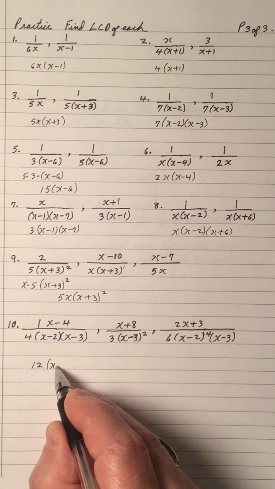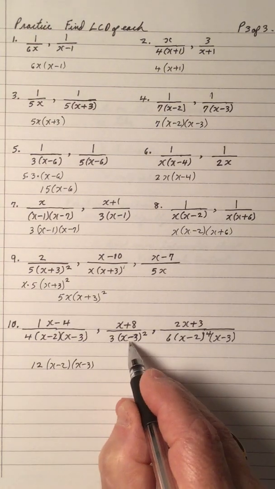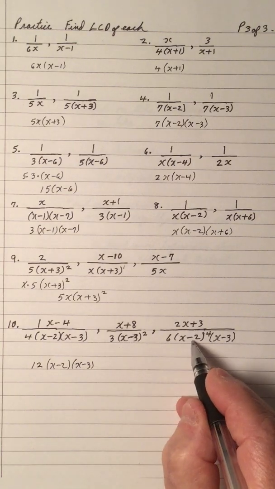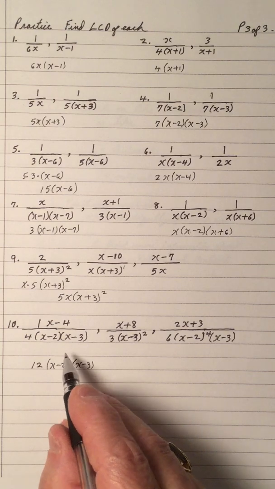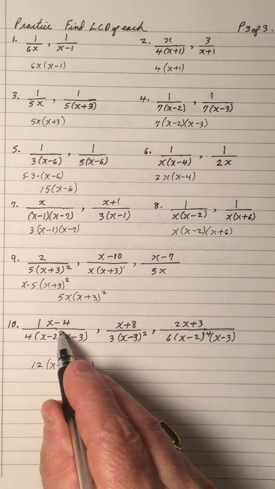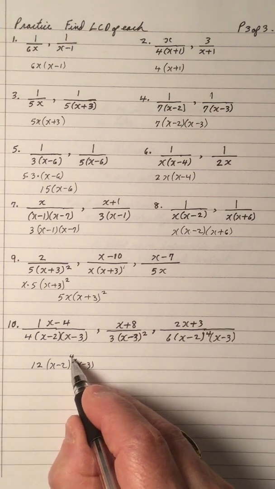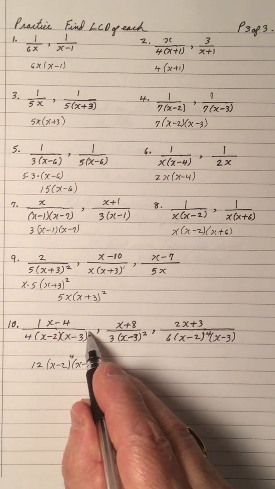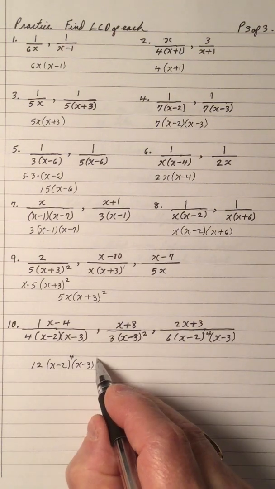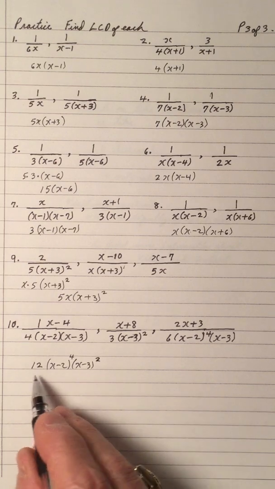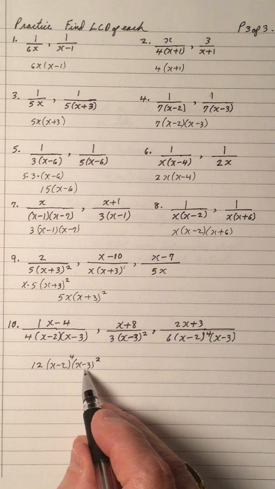And we have to have an x minus 2. We have to have an x minus 3. x minus 3 is there. x minus 2 is there. x minus 3 is there. So now we look at it. x minus 2, 1 power. x minus 2, 4th power. So we have to have the 4. x minus 3 is a 1 power, a square power, and a 1 power. So we have to have the 2. So there's the LCD: 12 times x minus 2 to the 4th, x minus 3 squared.